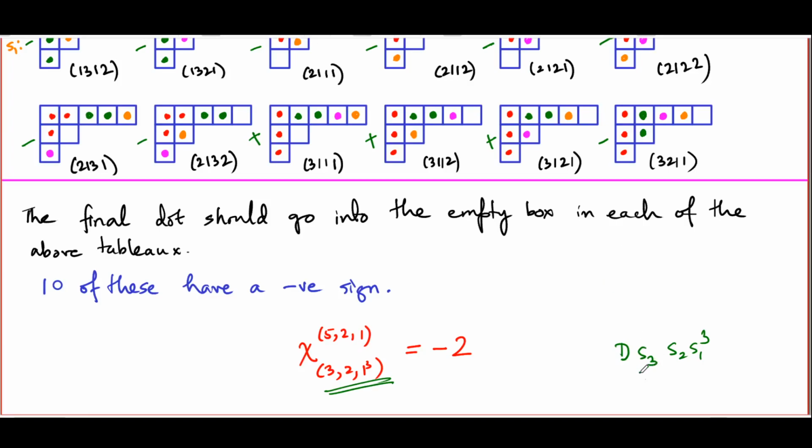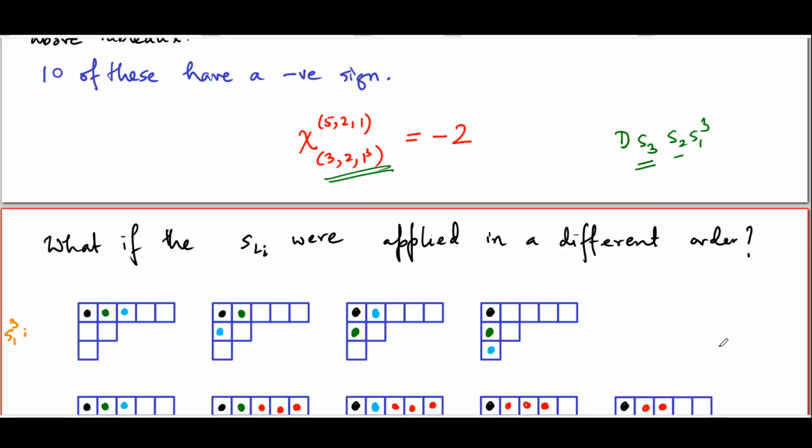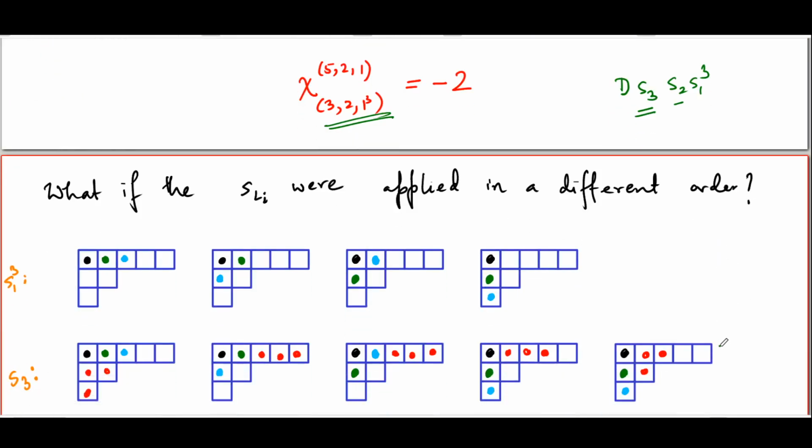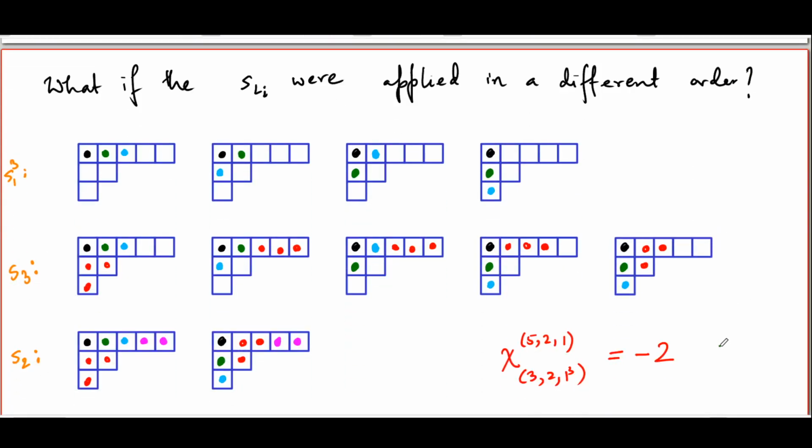In this particular example, what we did was multiply by S3 first, then by S2, then by S1 thrice. We could have started by multiplying by S1 thrice to begin with, that is multiplication by S1 cubed, one after the other. In fact, the three dots that we have here are black, green and blue. Black for the very first S1, green for the second one, blue for the third one. It's pretty easy to see that after you multiply by S1 cube, you have ended up with only 4 possibilities.